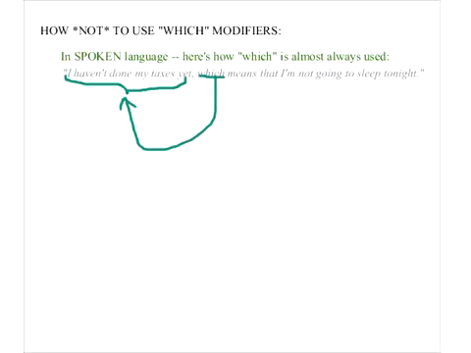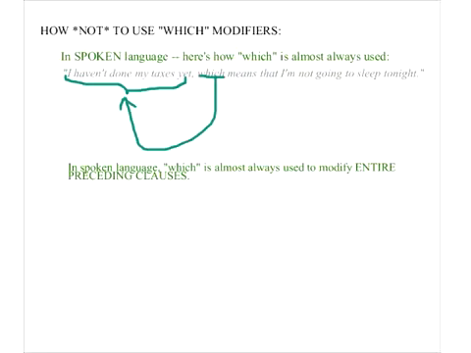So in spoken language, if you think about it, when you listen to people talk in spoken English, this is what they almost always do. So in spoken language, which is almost always used to modify entire preceding clauses. Right? In written English, this is wrong. Make sure you don't do it. In GMATPrep, there are lots and lots and lots of problems in which this is done. That doesn't make it correct. It just makes it a very frequent incorrect answer.